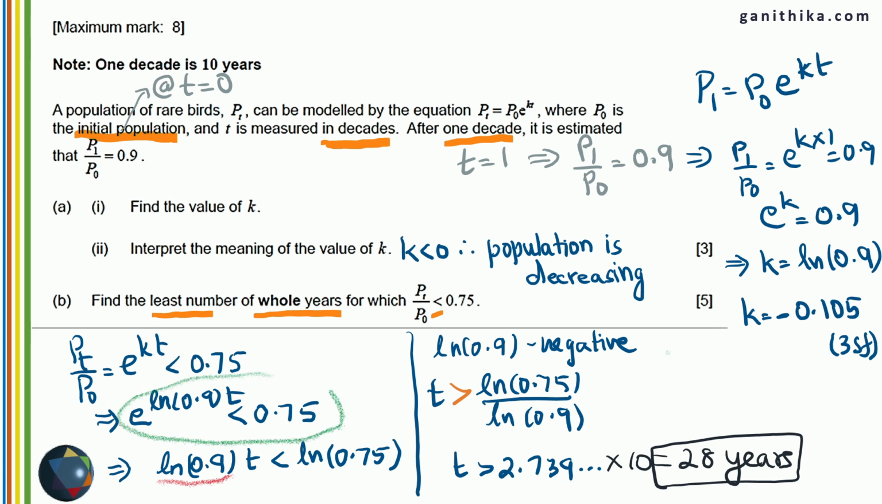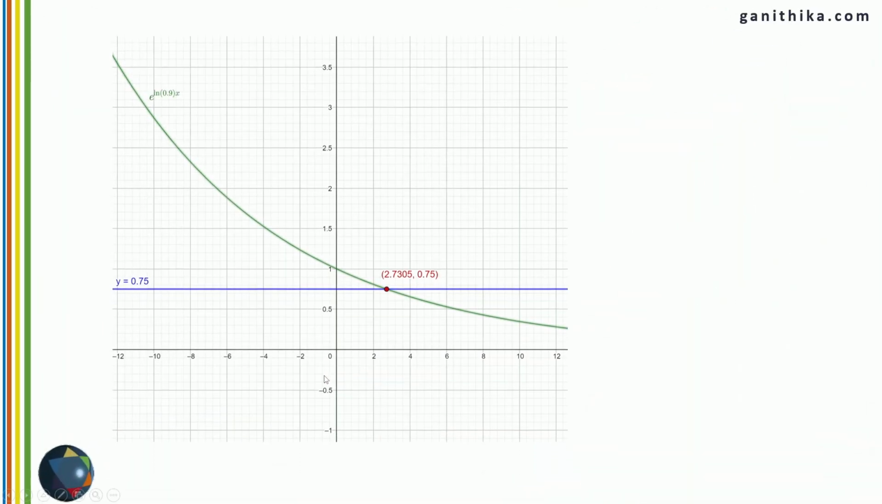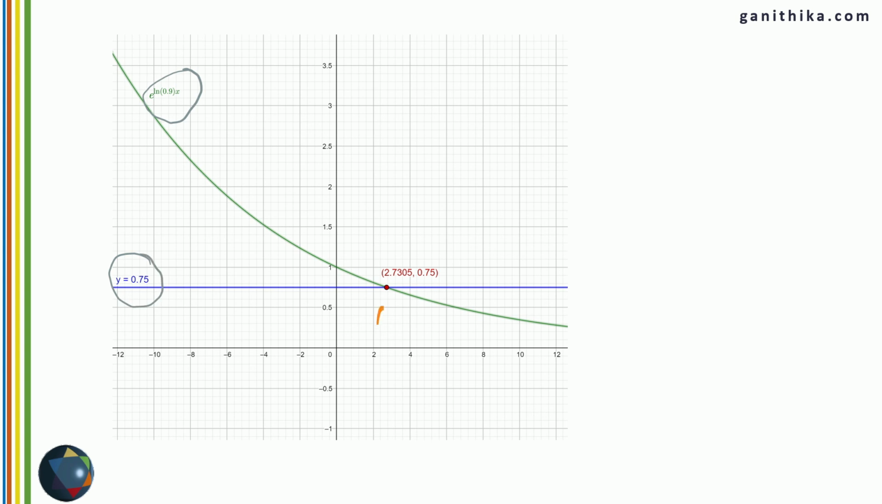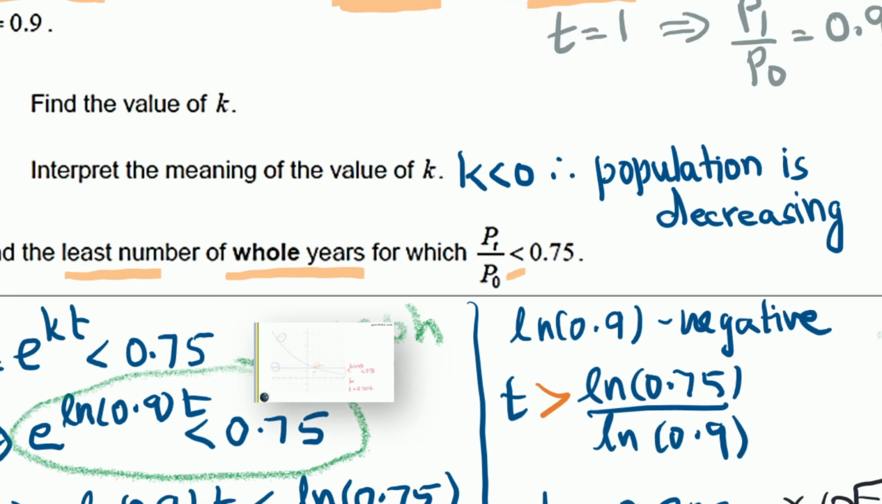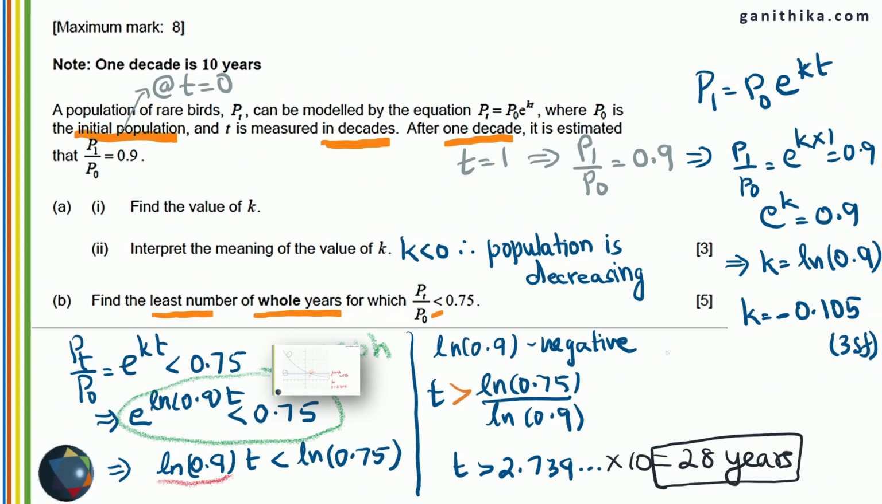This inequality can also be solved using a graph. Let's see how it is done using a graph here. So this is the graph of e power ln of 0.9x. This is y equal to 0.75, looking for the intersection, and this is the place where it is less than 0.75. And you can see that for all the values of t greater than 2.7305, you have the value of e power ln of 0.9t less than 0.75. This is the same thing using the graphical method. So we have solved for this question.